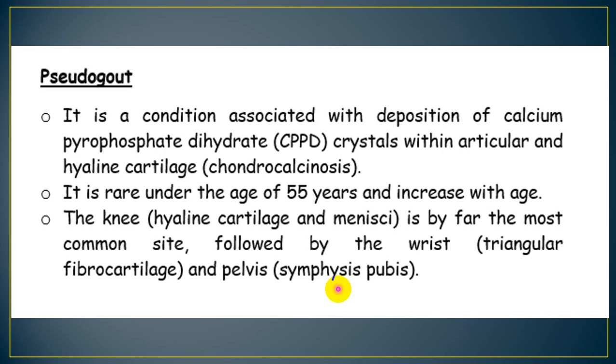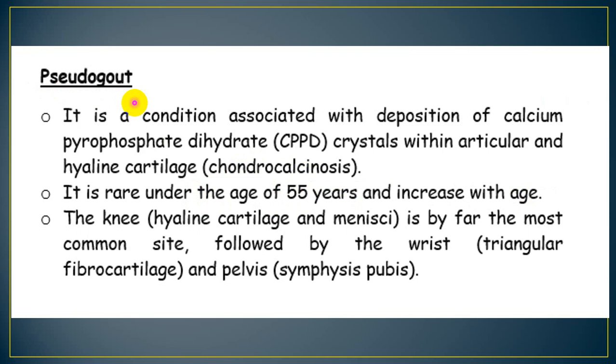Another type of crystal-induced arthropathy is pseudogout. It's a condition associated with deposition of calcium pyrophosphate dihydrate crystals. So instead of monosodium urate monohydrate, which leads to gout, in pseudogout there is calcium pyrophosphate dihydrate. It is rare under 55 and increasing with age, so age is important. As with gout, for pseudogout to affect the joint, usually the patient has an underlying clinical illness.